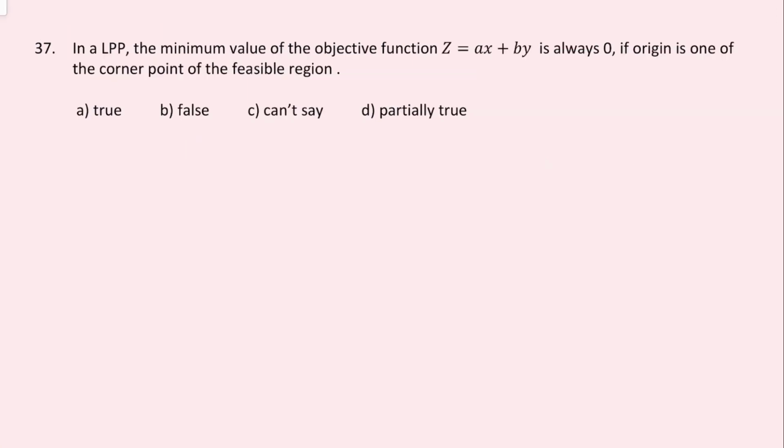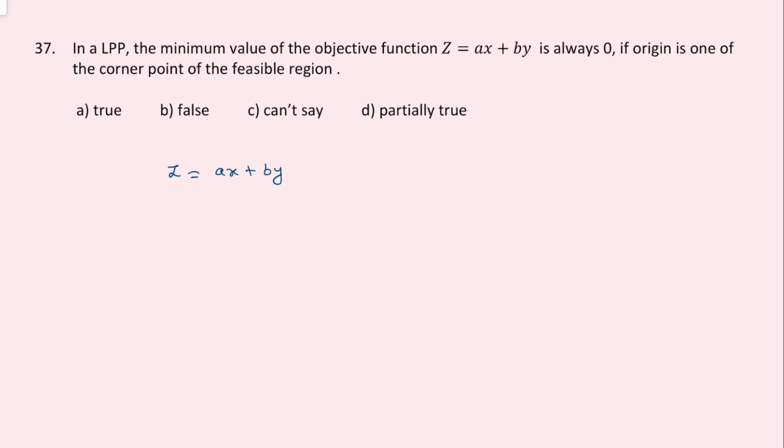Next, question 37. In an LPP, LPP means linear programming problem, the minimum value of the objective function z equal to ax plus by is always 0 if the origin is one of the corner points of the feasible region. The objective function is given as ax plus by and no other information is given. The constraints are not given and we don't know the values of A and B. Both may be positive, both may be negative, or one of them may be negative. So it all depends upon the values of A and B and in which quadrant the feasible solution lies.